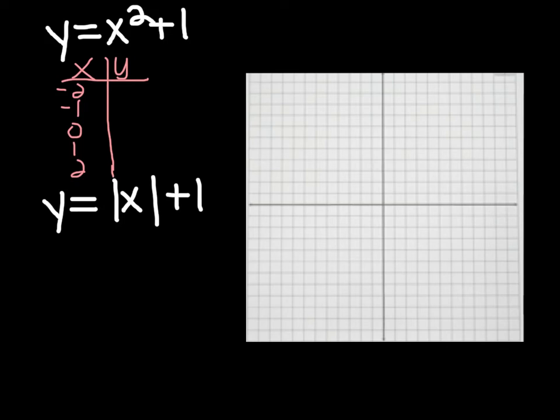So the very first one, -2 squared is 4, plus 1 is 5. If I plug in -1, -1 squared is 1, plus 1 is 2. If I plug in 0, 0 squared is 0, plus 1 is 1. Then I plug in +1, 1 squared is 1, plus 1 is 2. And 2 squared is 4, plus 1 is 5. And then you go over and you graph those ordered pairs. So -2, 5 is my first one. And then I have -1, 2. And then I have 0, 1. And +1, 2. And +2, 5.